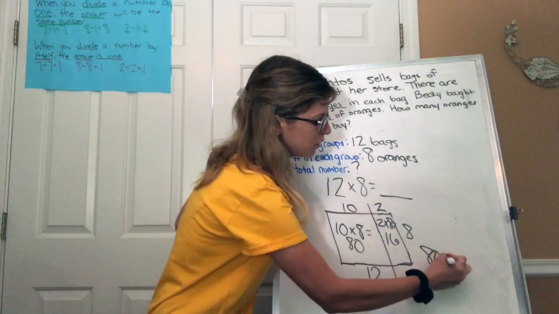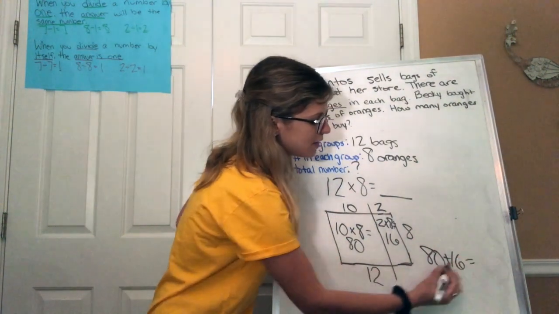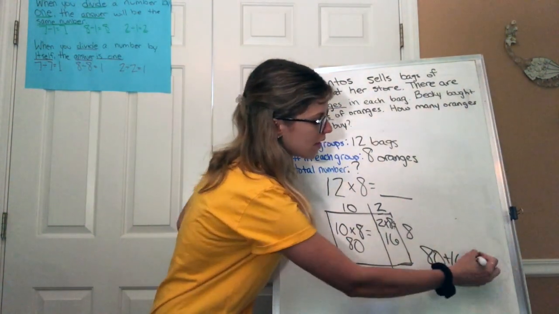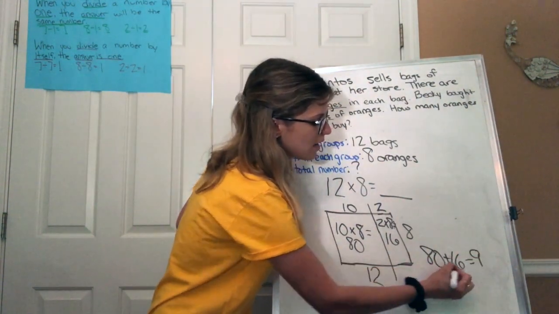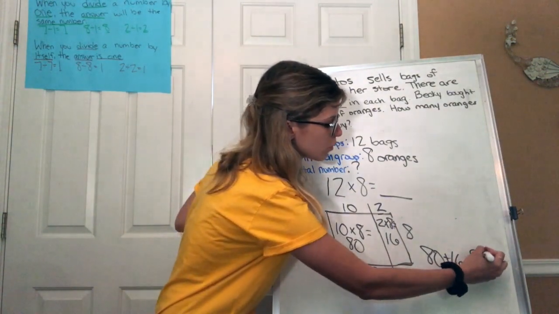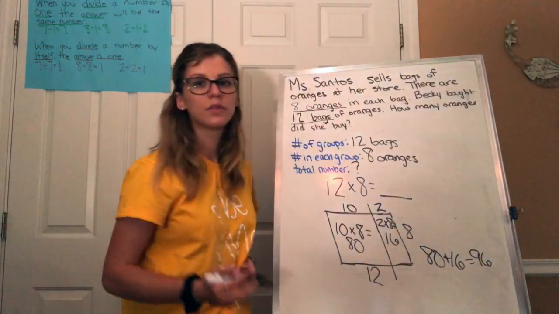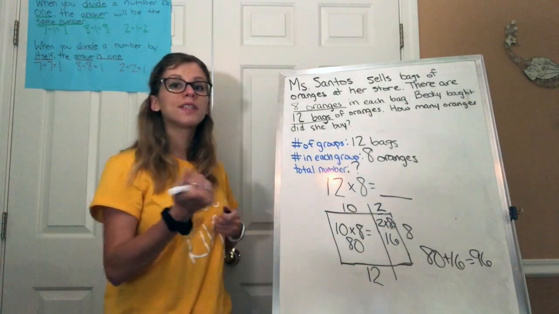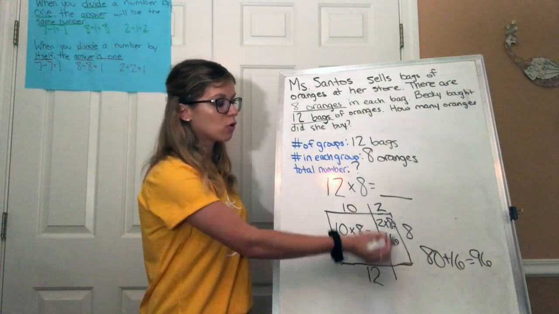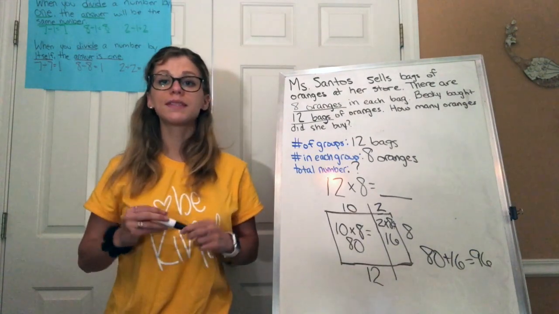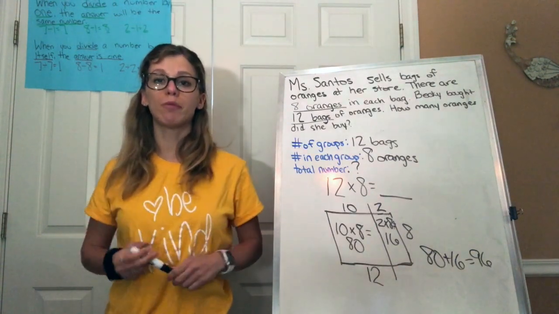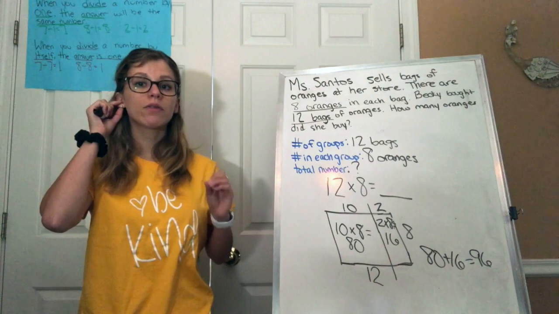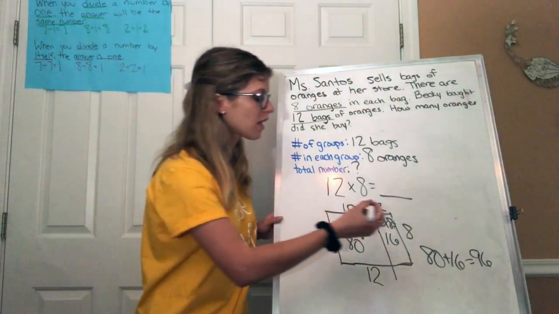So 80 plus 16, I see that there's 8 tens and 1 ten, so that would be 9 tens. And then 0 ones plus 6 ones would be 6. So my answer is 96. So what we did is we drew a visual model to help us visualize how we're breaking apart 12.